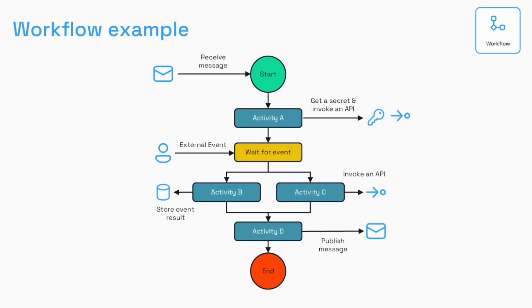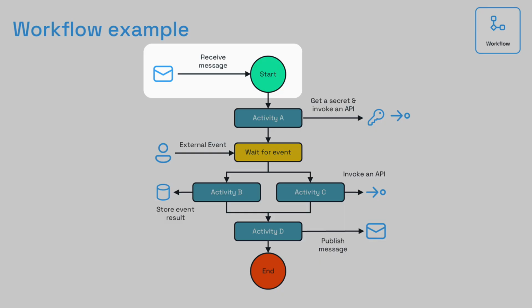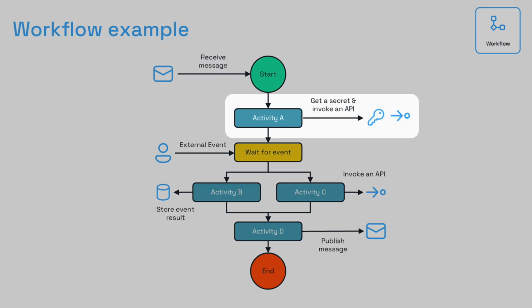Here's a typical but small workflow example that shows you what kind of steps you can use in a workflow. You typically start by receiving a message, either from a message broker or maybe it's just an HTTP call. Then you apply some business logic inside your workflow. In this case, you call an activity, and that uses a Dapr API to retrieve a secret, and then it makes a service verification call to another service.